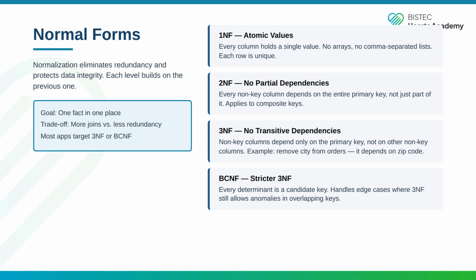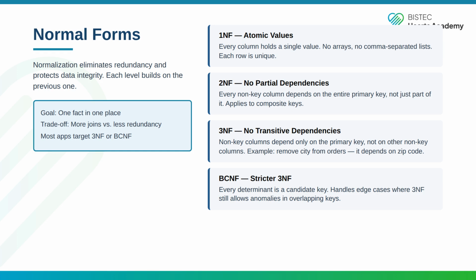Second normal form says every non-key column must depend on the entire primary key. This mostly matters when you have composite keys. If you have a table with order_id and product_id as a composite key, and product name only depends on product_id, that's a 2NF violation. Move product name to the products table.